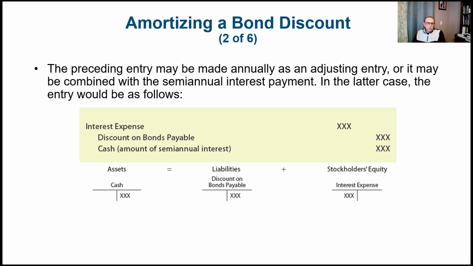In the latter case, the entry would be as follows. In other words, if we combine it with a semi-annual interest payment, we're going to debit interest expense and credit cash, based on the amount of semi-annual interest. And keep in mind, we calculate the cash based on the face value of the bond multiplied by the contract rate. And the difference would be the discount on bonds payable. So the discount on bonds payable would be the amount of amortization. We add these together, and that would be our amount of interest expense. Remember, the discount on bonds payable originally has a debit balance, but we're amortizing it, that's why we credit it.